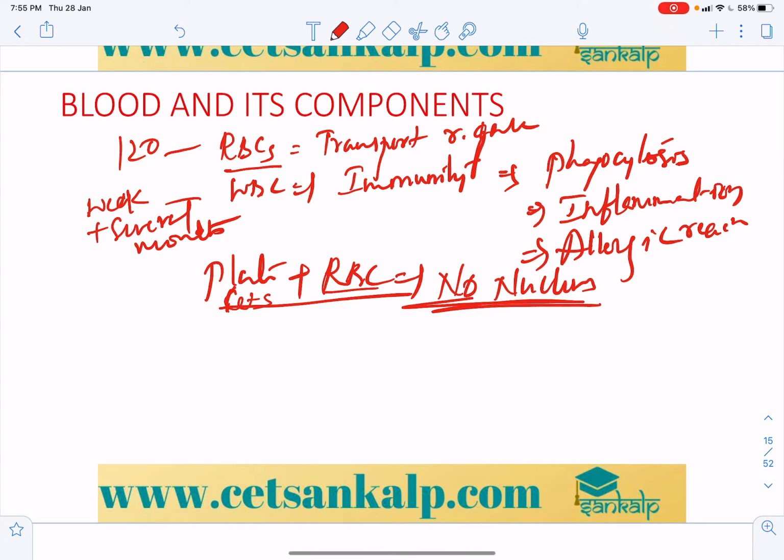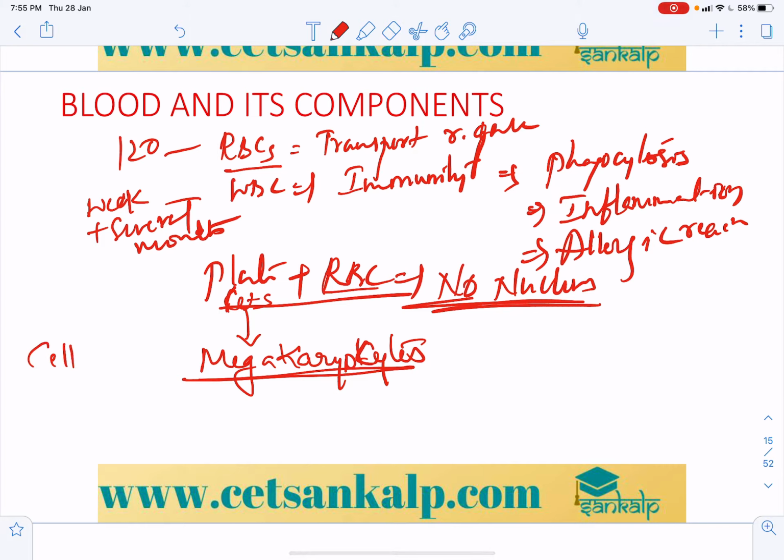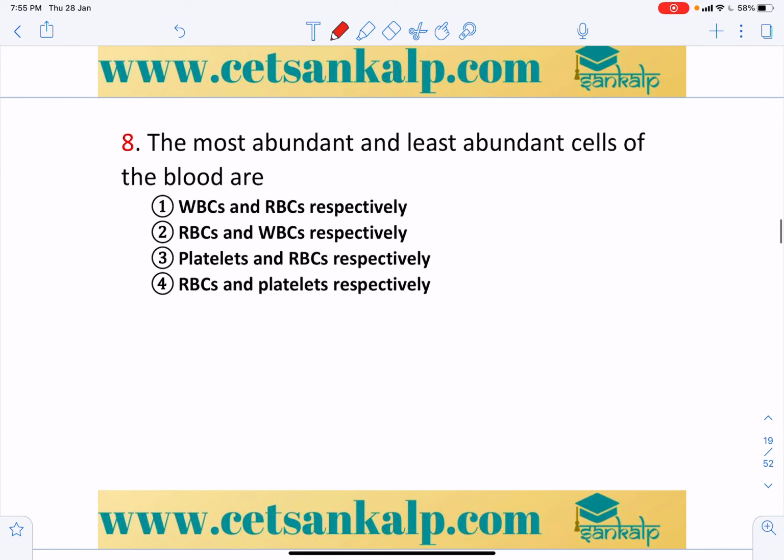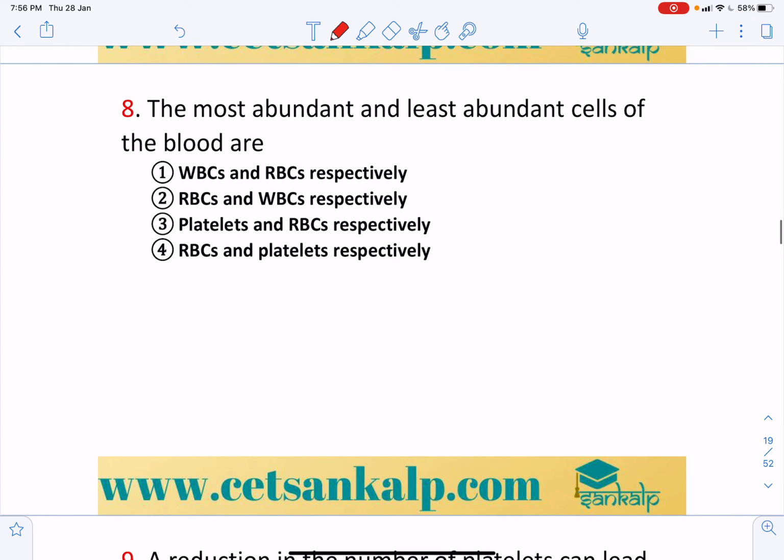Platelets are actually formed by the megakaryocytes, and they are fragmented parts of the megakaryocytes. That is why we can say platelets are cell fragments of megakaryocytes. We are going to write it like this, right? So with no nucleus, these are the cell fragments of megakaryocytes. And next, let us come to the most abundant and least abundant.